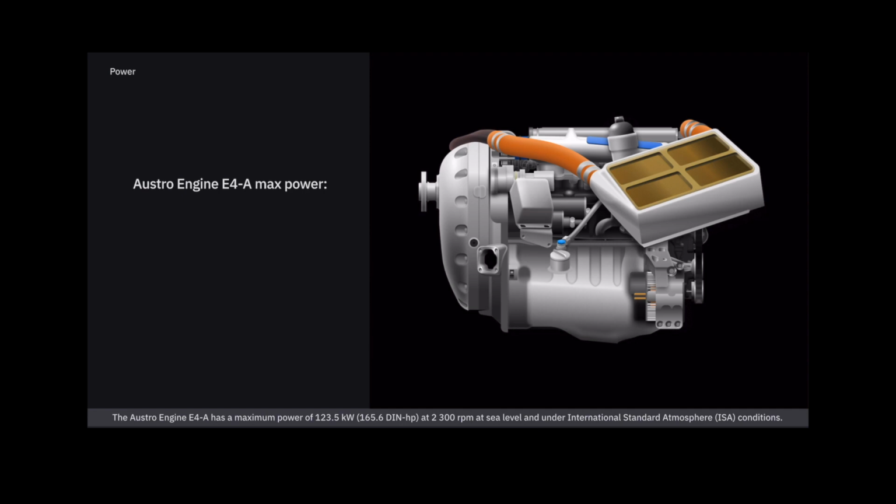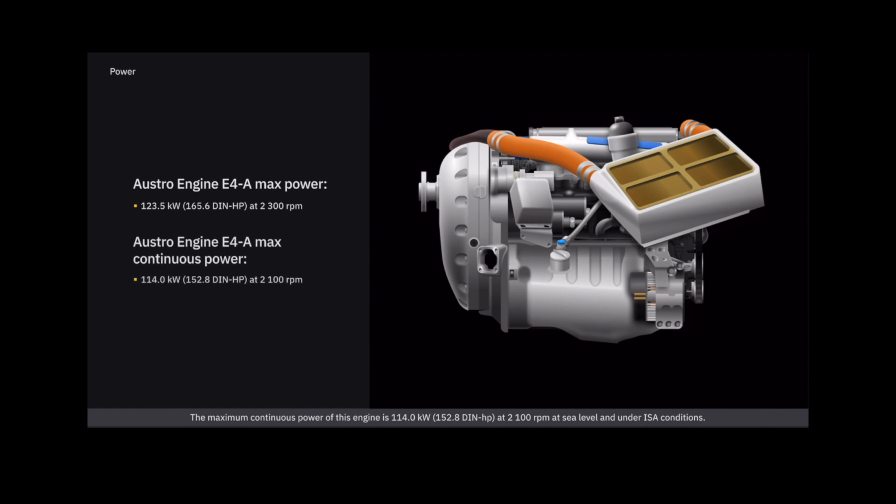The Austro engine E4A has a maximum power of 123.5 kilowatts, 165.6 DIN horsepower, at 2,300 rpm at sea level, and under international standard atmosphere conditions. The maximum continuous power of this engine is 114 kilowatts, 152.8 DIN horsepower, at 2,100 rpm at sea level, and under ISA conditions.